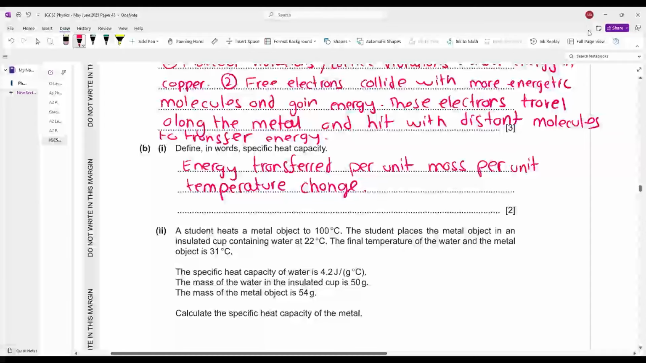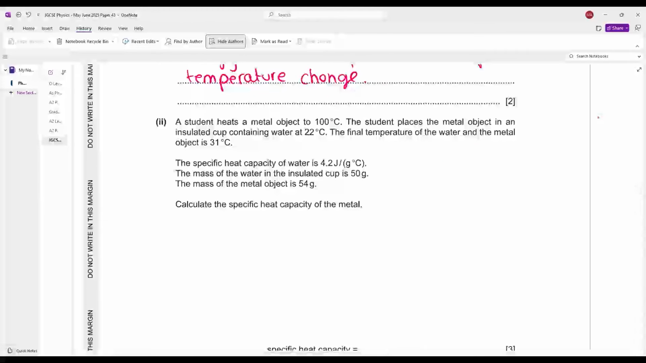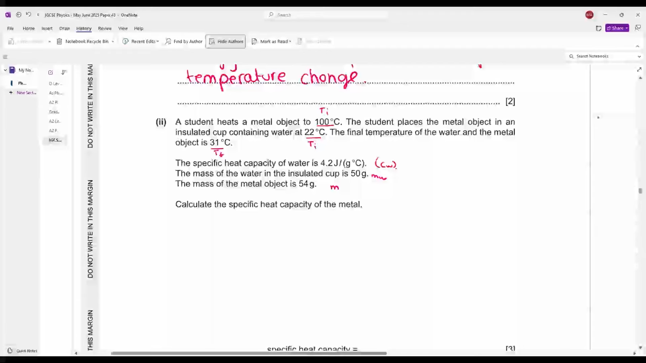Let's move ahead. A student heats a metal object to 100 degrees centigrade. This is your initial temperature. The student places the metal object in an insulated cup of water at 22 degrees centigrade. This is your initial temperature of water. The final temperature of the water and the object is 31 degrees centigrade. This is the final temperature of both. The specific heat capacity of water is given. Okay, let's say this is CW. The mass of water is this. This is the mass of metal.